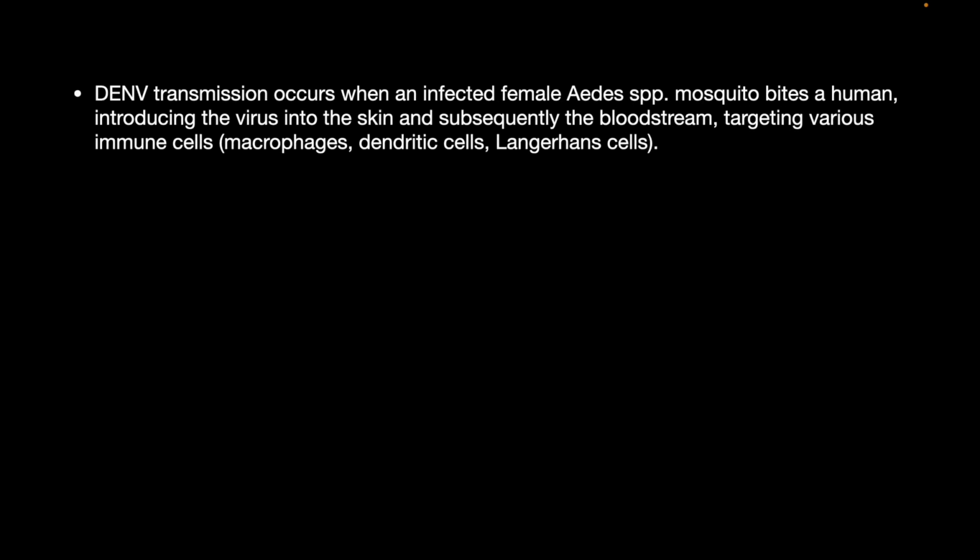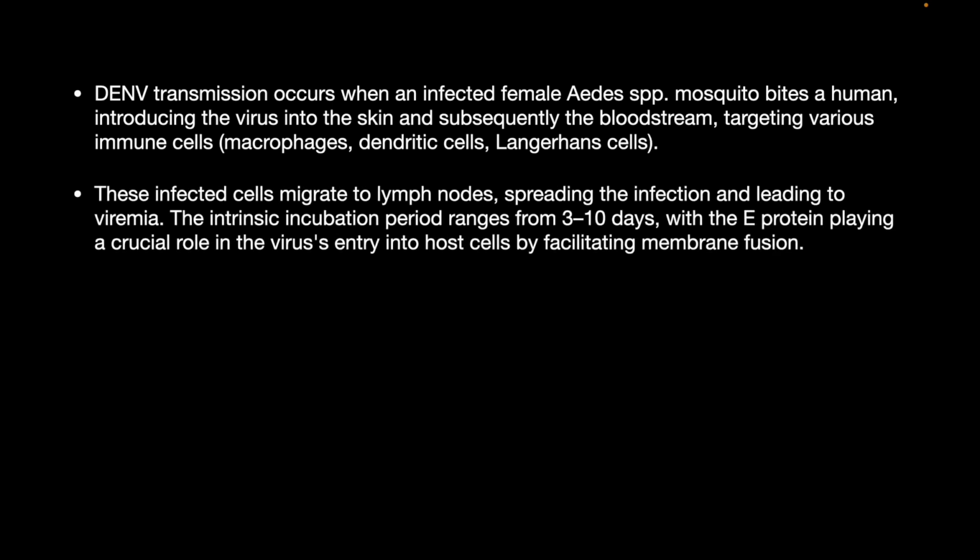The next is the infection. Now, the dengue transmission occurs when an infected female Aedes species mosquito bites a human, introducing the virus into the skin and subsequently the bloodstream, targeting various immune cells, mainly the macrophages, dendritic cells, and the Langerhans cells. Now, these infected cells migrate to the lymph nodes, spreading the infection and leading to a viremia.